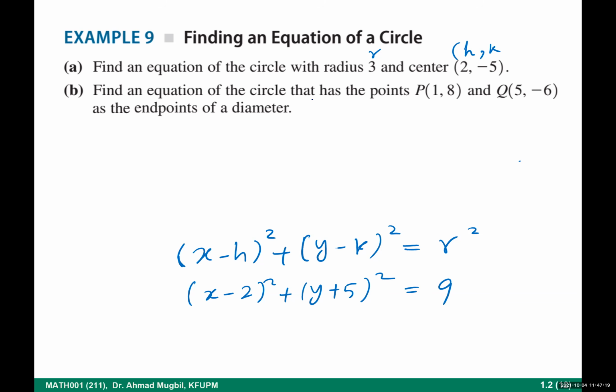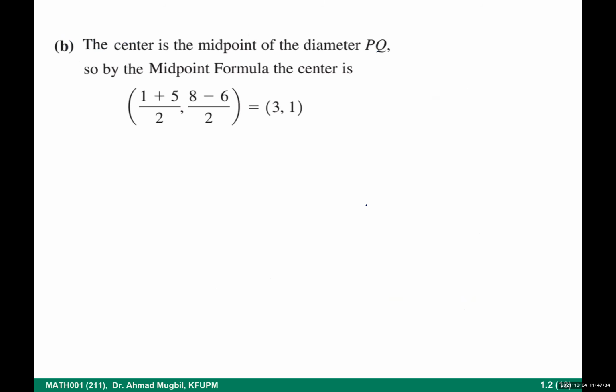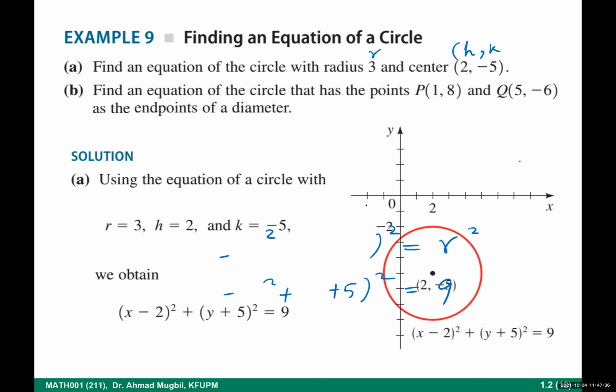Now, what about the second one? Find an equation of the circle that has the points (1, 8) and (5, -6) as the endpoints of a diameter. Find the midpoint and distance. This is part A. Now, for part B, let's solve B now.